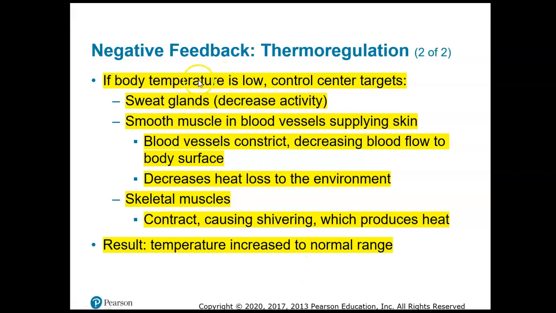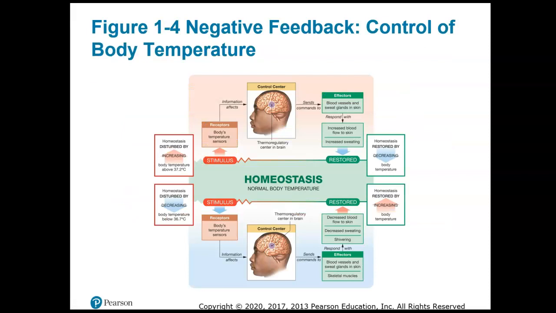What would happen if the body temperature is low is that the hypothalamus would trigger the sweat glands to decrease their activity. The blood vessels are going to constrict, and that's going to hold in the heat in the blood vessels, so we don't lose heat to the environment. Our skeletal muscles will contract. That will cause us to shiver, and it's going to cause our body temperature to raise back to the normal range. This is an illustration of how body temperature is regulated in the body.